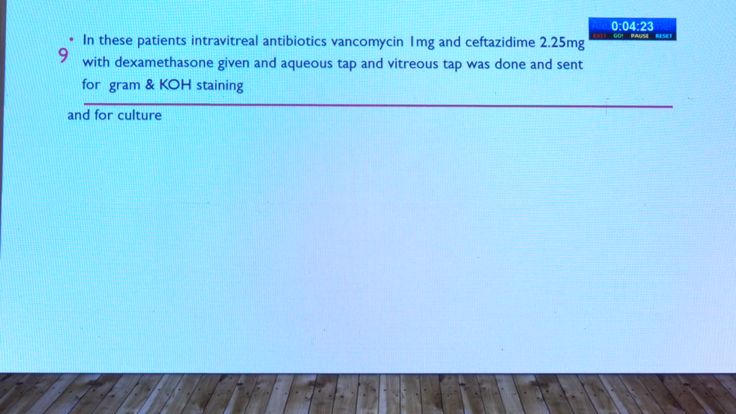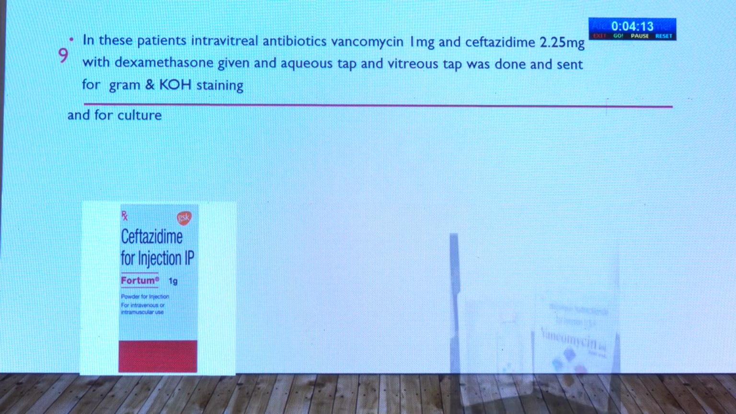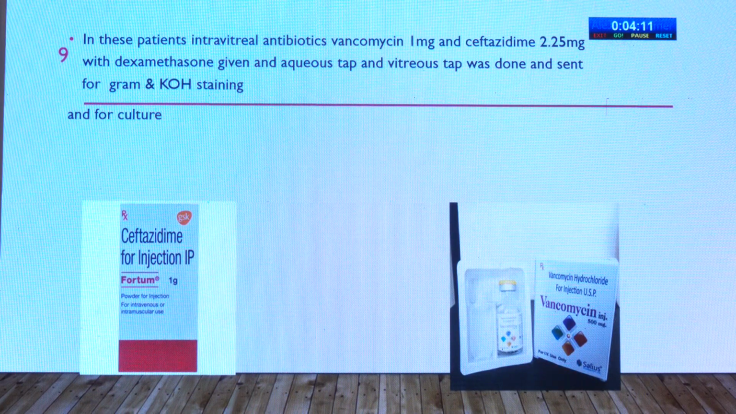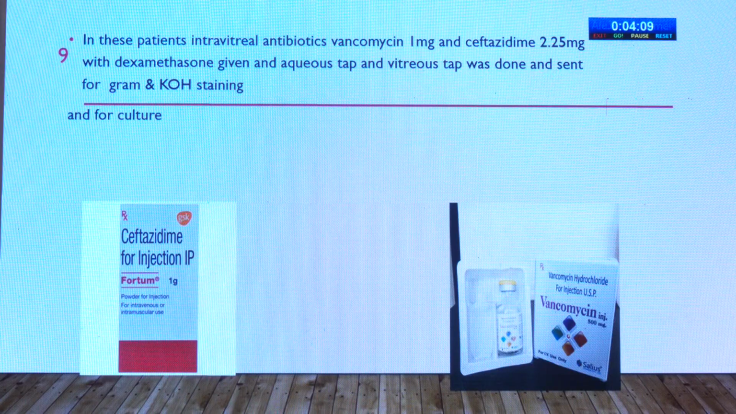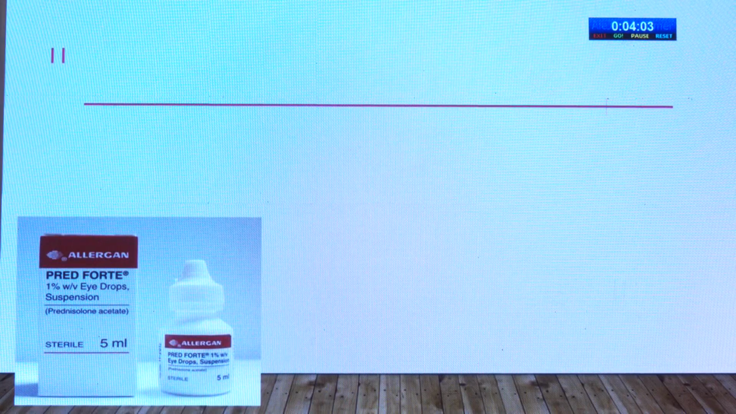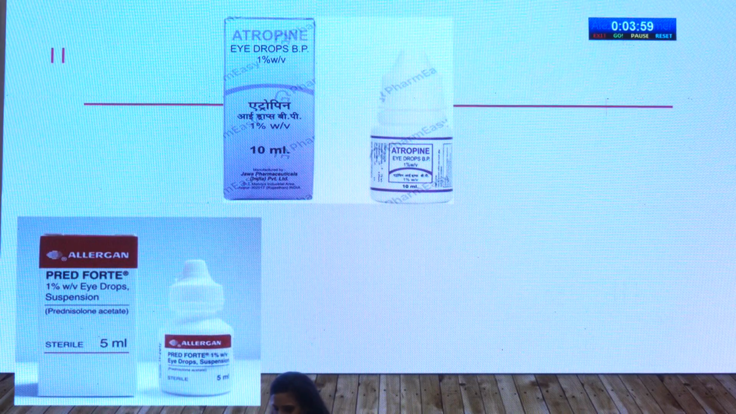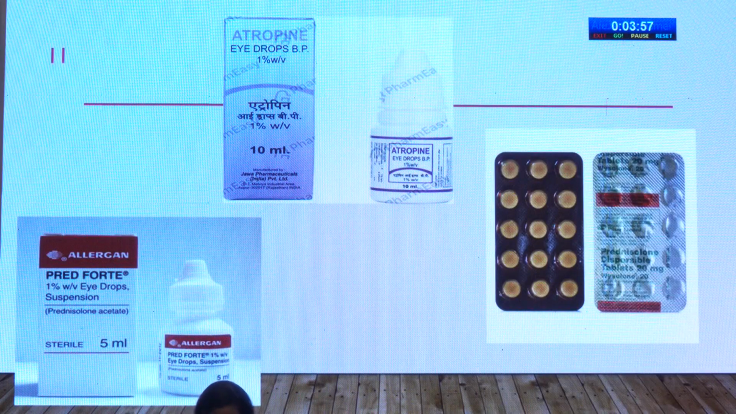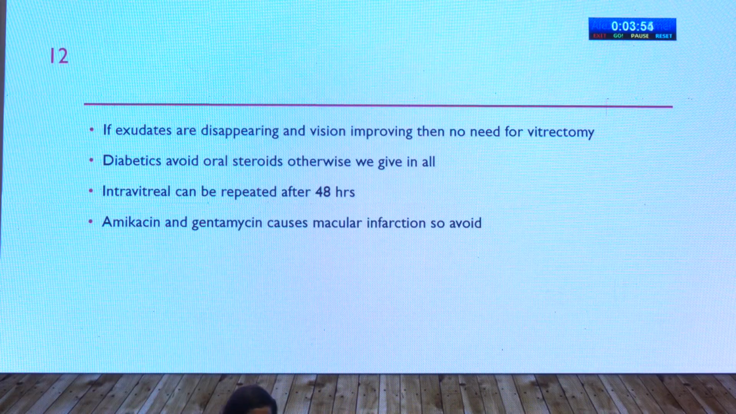In these patients, as they were referred to us, intravitreal antibiotic injection had not been given. So we injected vancomycin and ceftazidime with dexamethasone and took a tap for the Gram staining and the KOH staining according to the protocol. Along with that, we put the patient on topical steroids, atropine, cycloplegics, and oral steroids also.